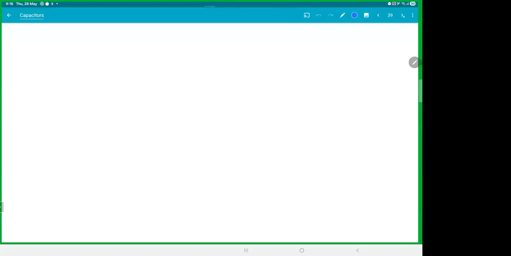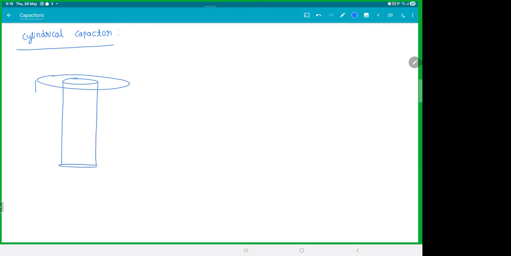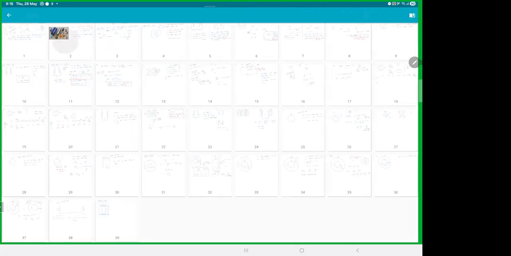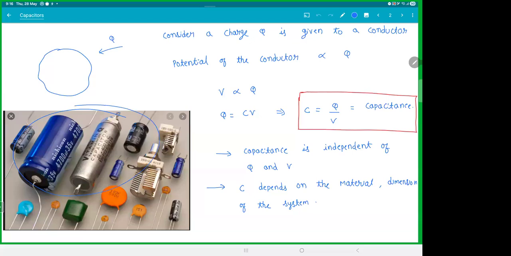Yeah, that's about a spherical capacitor. Not much. Next thing, cylindrical capacitor. How do you construct a cylindrical capacitor? We take long coaxial cylinders. We take a cylinder. We take one more cylinder. This is how you see most of the capacitors actually. If you see this picture, it's cylindrical capacitors. These are the actual ones.